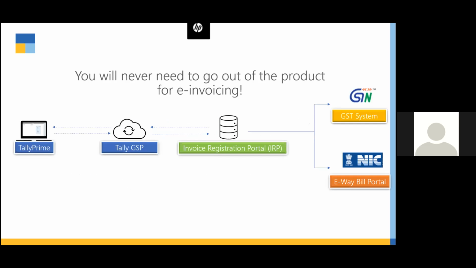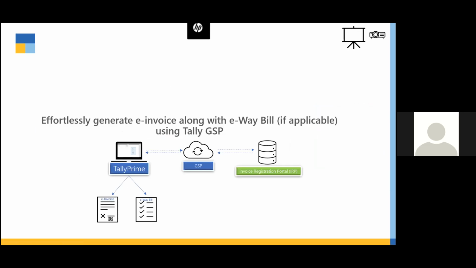So this is how it looks. The one more thing that happens, as you know, whenever you generate the e-invoice through IRP, automatically the GSTN system and also the e-way bill portal are internally connected. Those information will be posted there in that portal. So how effortlessly you can generate using Tally, I'll just show that.